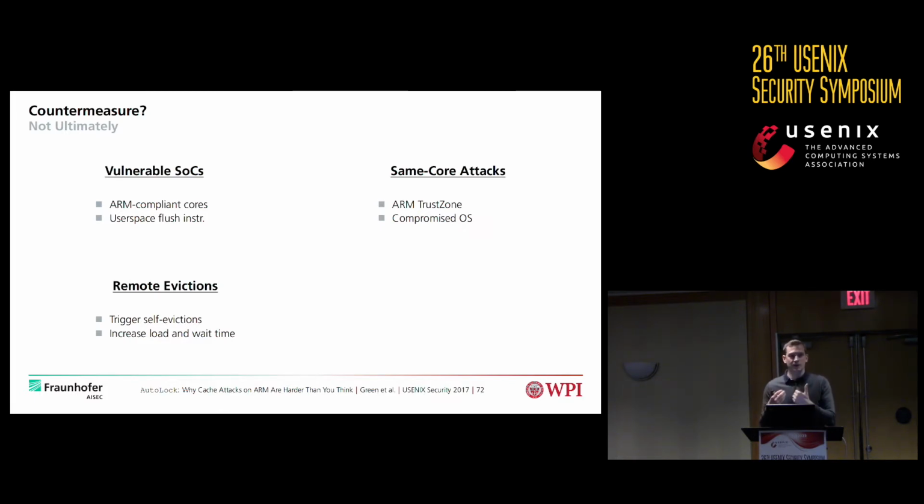So even though I don't do anything, this happens automatically. Either the program that I want to attack does it by itself, so it's doing a self-eviction of its own data, or I can just, for instance, try to increase the load of my operating system and thereby cause these remote evictions on my target core.